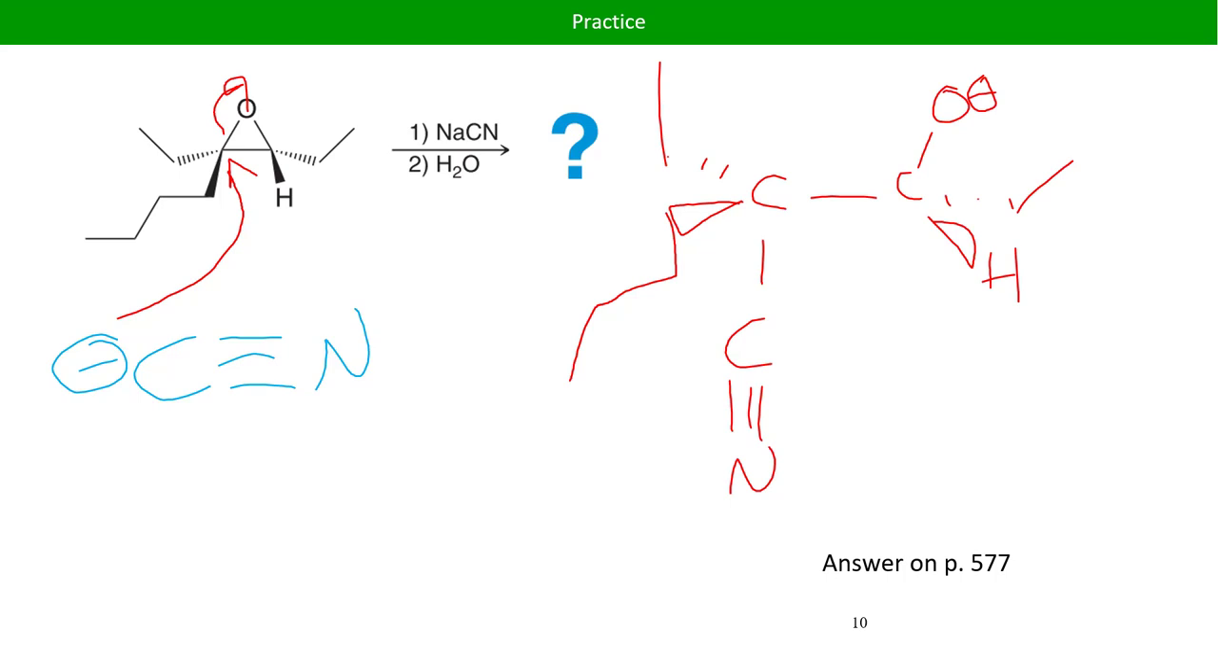And then the second step is just that proton transfer. We have a deprotonated alcohol, we expose it to water, and we're going to protonate that alcohol.